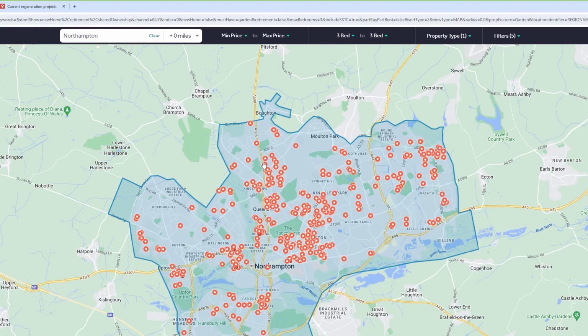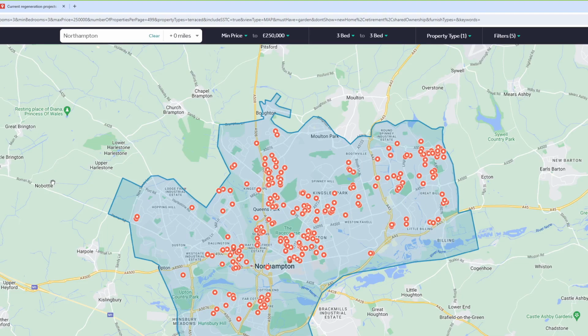Now what that does then on this map is it shows me where all the 3-bed terraced properties with gardens are in Northampton, but that is just far too much stock to go at. How do I find an area within an area? And the first thing I'm going to do is I need to find the cheaper properties. There's no point spending £500,000 on a property when I might be able to buy one for half that, say £250,000. So I'm just going to come down to £250,000. Even that is too many.